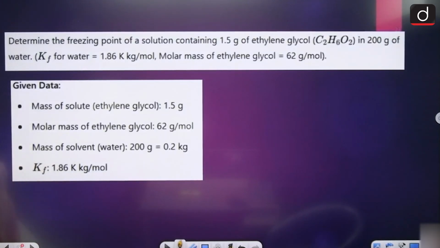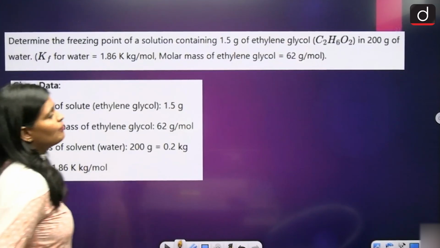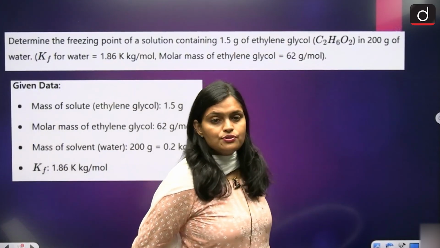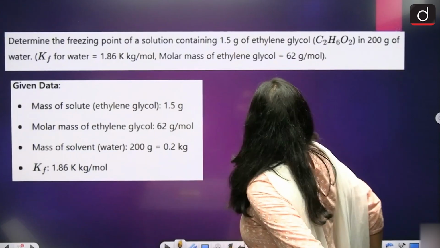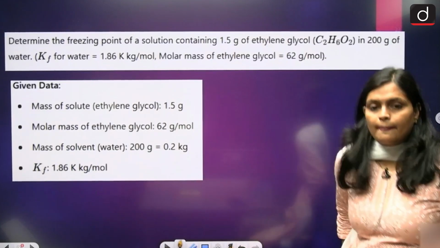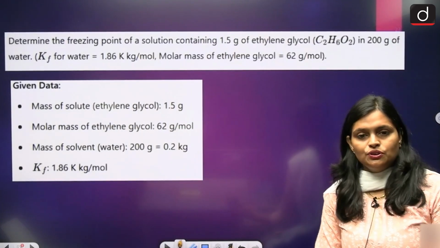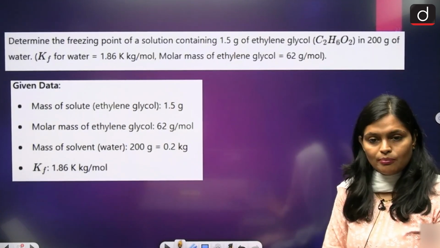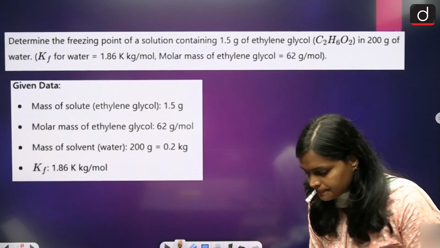Another question. Now here you have to determine the freezing point of a solution containing 1.5 gram of ethylene glycol in 200 gram of water. Just try to solve by yourself with the formula, everyone.